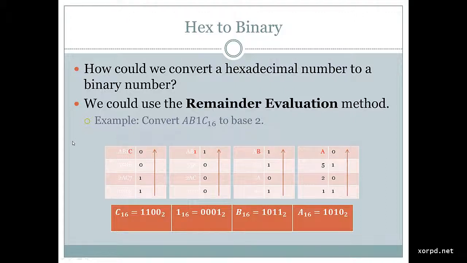Another interesting aspect of this table is that if we take the binary numbers in each of the small tables and write them in this order, just like the arrow shows, for example, for this one, 1, 1, 0, 0, we get that C in base 16 actually equals 1100 in base 2, and 1 in base 16 equals 0001 in base 2, and so on.